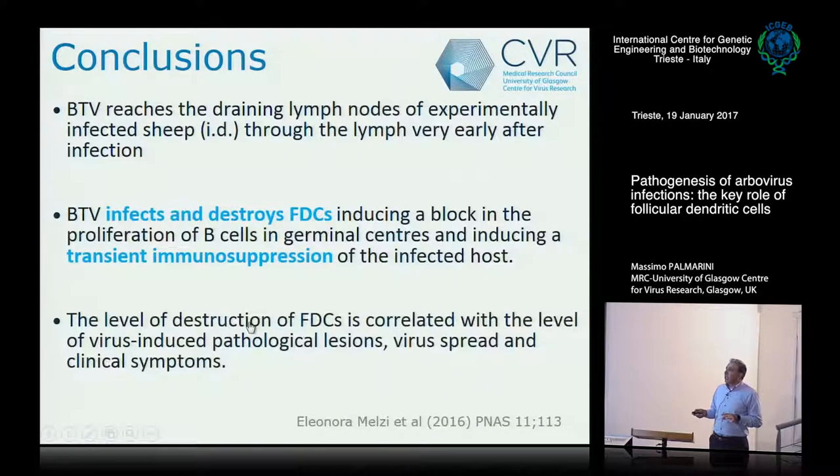So let me give you the key conclusion of what I wanted to tell you. BTV reaches the draining lymph node in experimentally infected sheep very early after infection through the lymph, too short for cells to transport the virus. Here in the lymph nodes, BTV infects and destroys FDCs and therefore induces a block on the proliferation of B cells in the germinal center, and therefore a transient immunosuppression. The level of destruction of FDCs is correlated with the level of virus-induced pathological lesions, because this is directly correlated to the spread of the virus in secondary organs, in the lungs, in the spleen, in the mucosal surfaces. That's why the animal gets sick, when the virus replicates in the periphery. So that's the whole key: having this viremia in the presence of high-quality or low-quality antibodies, the virus will be able to spread more or less efficiently.